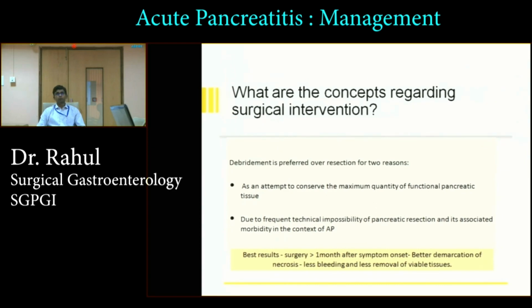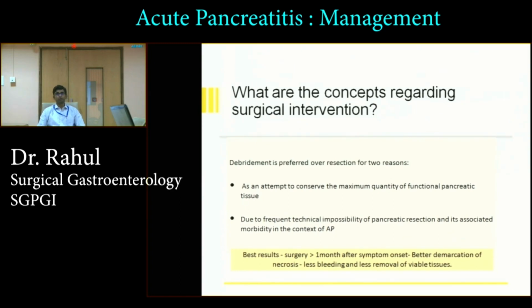And more important, it is technically impossible to do pancreatic dissection in pancreatic necrosis because the planes are not at all clear. So the goal of surgery in pancreatitis is we should do less resection. That is why we delay the surgery by more than a month or so, because it better demarcates the necrotic tissue and it causes less bleeding and less removal of the viable tissue. So we should delay the surgery as much as possible.